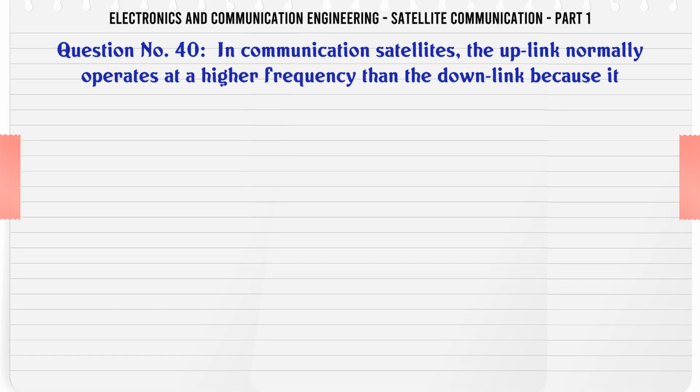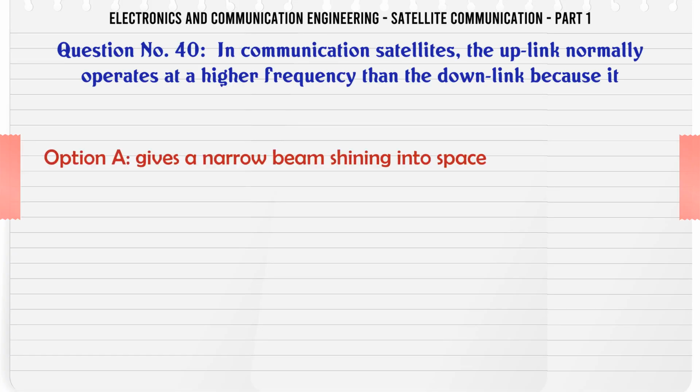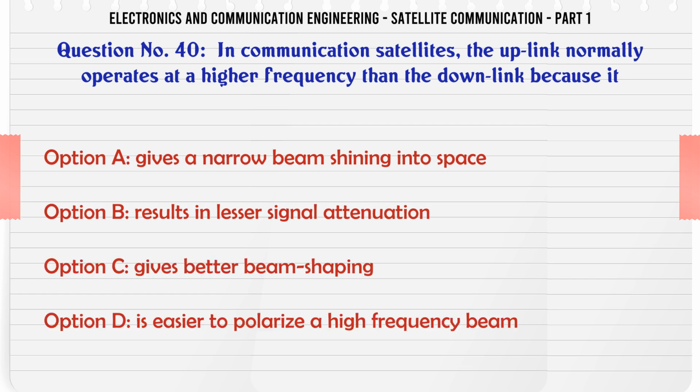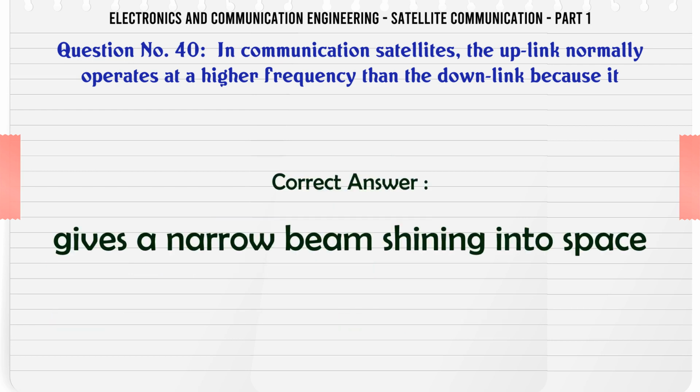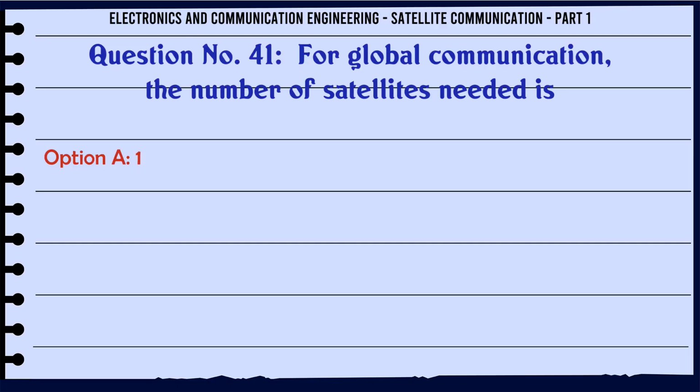In communication satellites, the uplink normally operates at a higher frequency than the downlink because it: A. gives a narrow beam shining into space. B. results in laser signal attenuation. C. gives better beam shaping. D. is easier to polarize a high-frequency beam. The correct answer is gives a narrow beam shining into space. For global communication, the number of satellites needed is: A. 1, B. 3, C. 10, D. 5. The correct answer is 3.